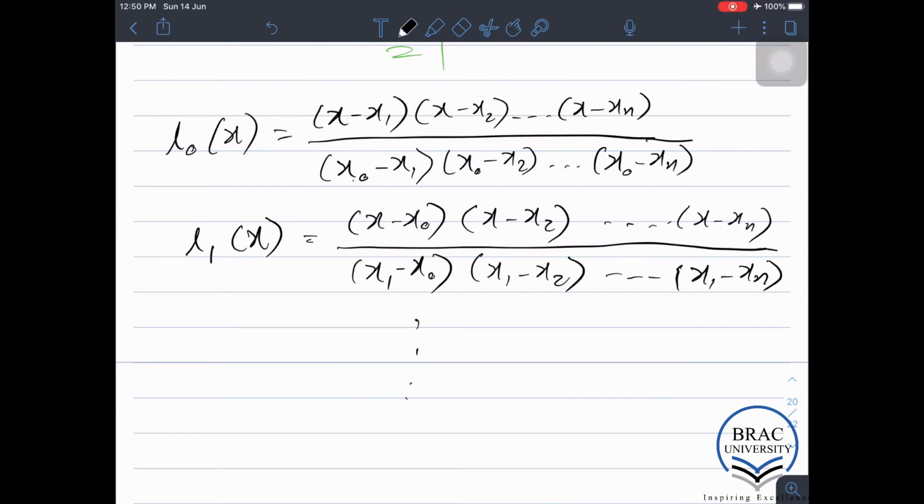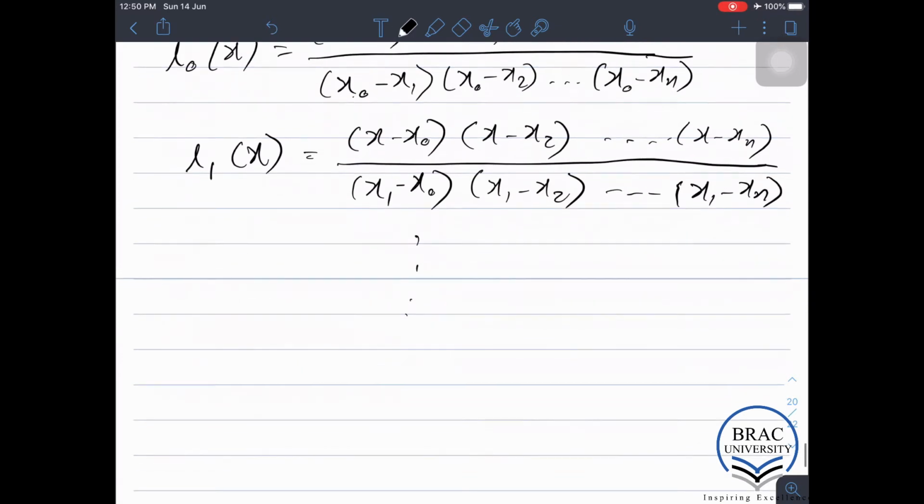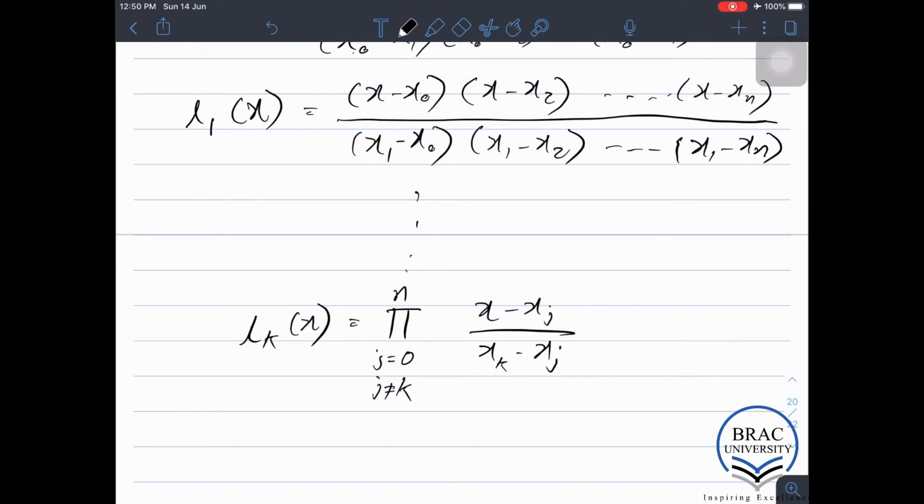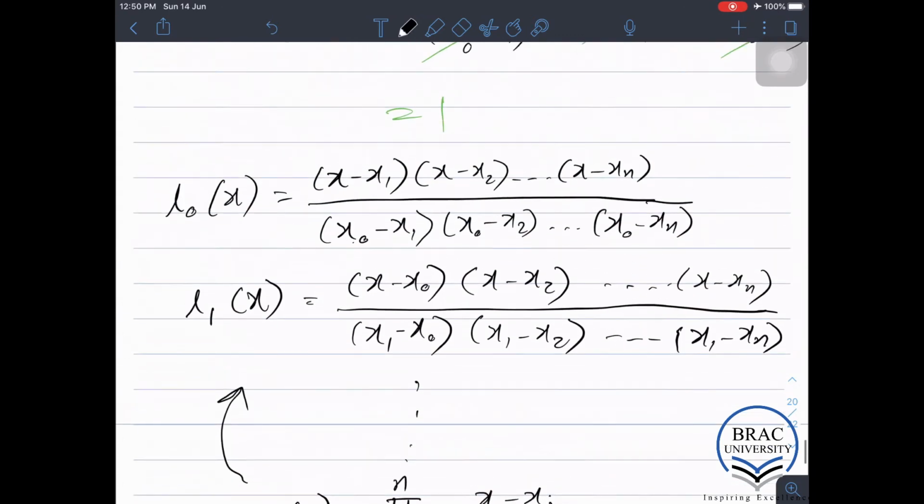Okay, I think it's clear to you, and we can write it in a general form. Lk of x is equal to the product over j from 0 to n, j not equal to k, of x minus xj over xk minus xj. Okay, if you expand this out, you'll exactly see these ones.